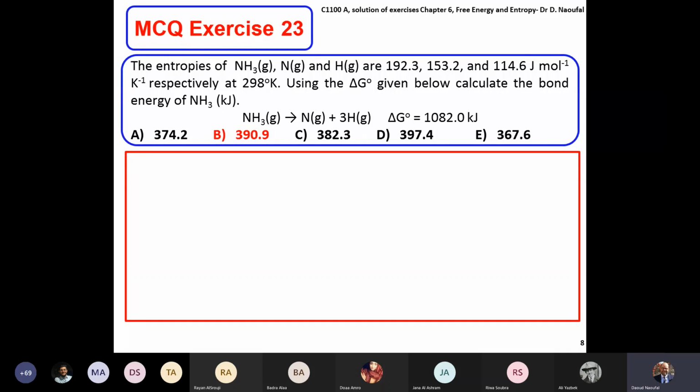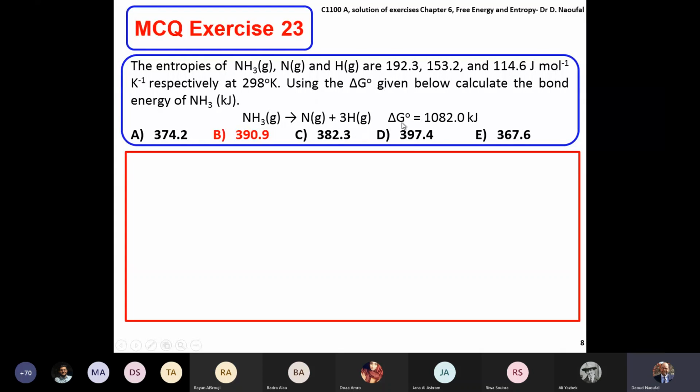Exercise 23. The entropy of NH3, N gas, and H gas are the following at 298 Kelvin. Using delta G0 given below, calculate the bond energies of NH. This is the same strategy as the previous exercise, MCQ 22. We have delta G0 and we have delta H0. We calculated delta H0 of the reaction, then we apply Hess law. So we apply method number 2 in the calculation of delta H.